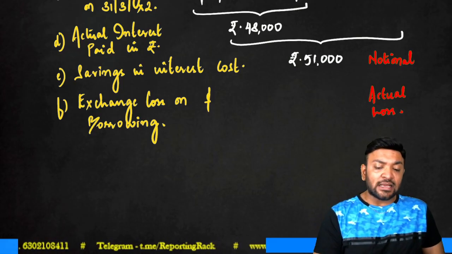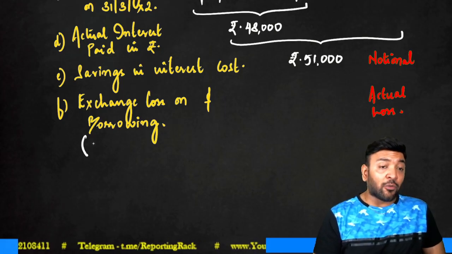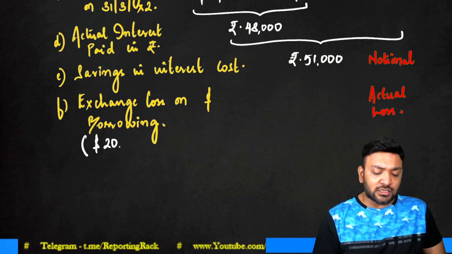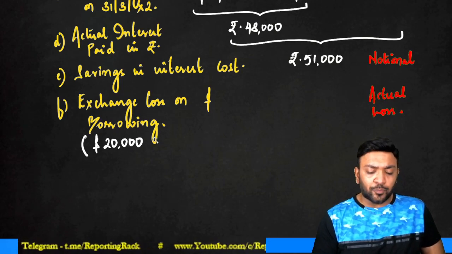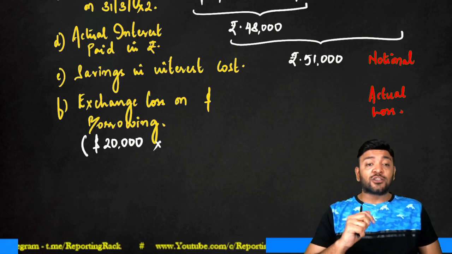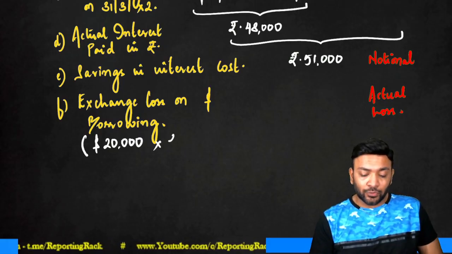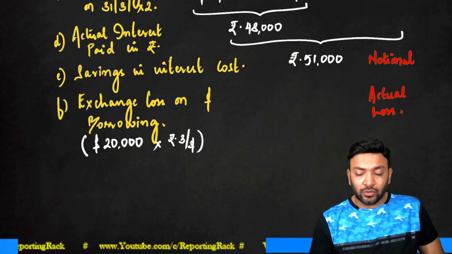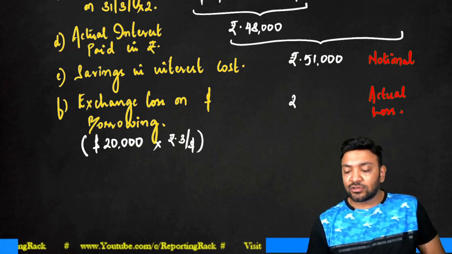How do I calculate this? Total dollar borrowing, $20,000. What is the loss per dollar? 3 rupees. 45 became 48. It's 3 per dollar. So that is 60,000 rupees.